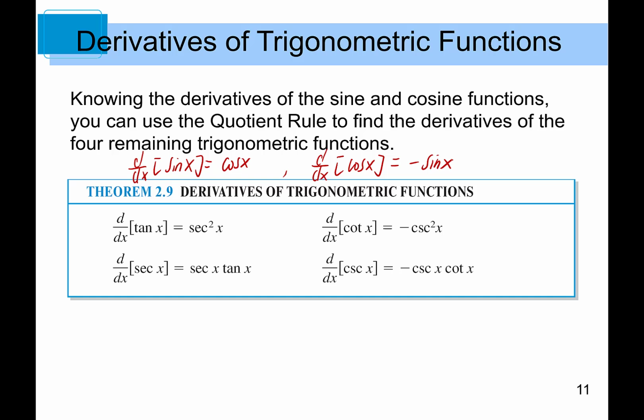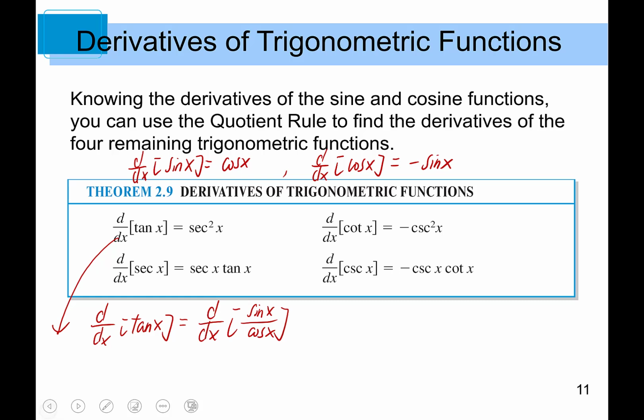Okay, so the derivative of tangent x. I'm going to prove one of them. Let's see, the derivative of tangent x. We can write tangent x as sine x over cosine x. Now f is sine x, g is cosine x. So f prime, the derivative of sine x, is cosine x, and g prime, the derivative of cosine x, is negative sine x.